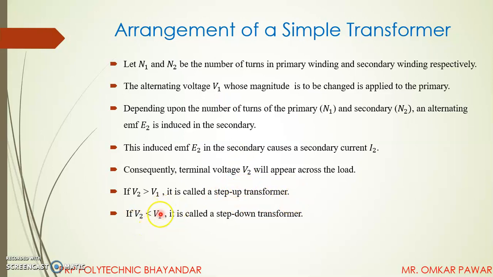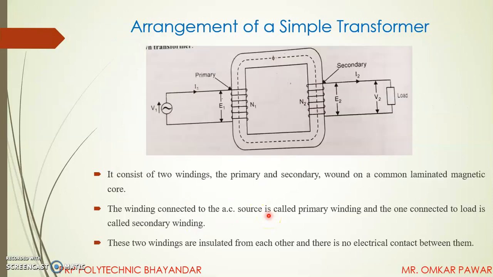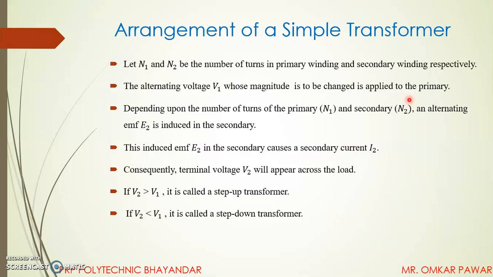And if V2 is less than V1, it happens when the number of turns in the secondary side, that is N2, is less than N1. Suppose the number of turns in the primary side, N1, is 10 and N2 is 5. So it gives a lower voltage on the secondary side. So that type of transformer where N2 is less than N1, we call a step-down transformer because it lowers the voltage level.